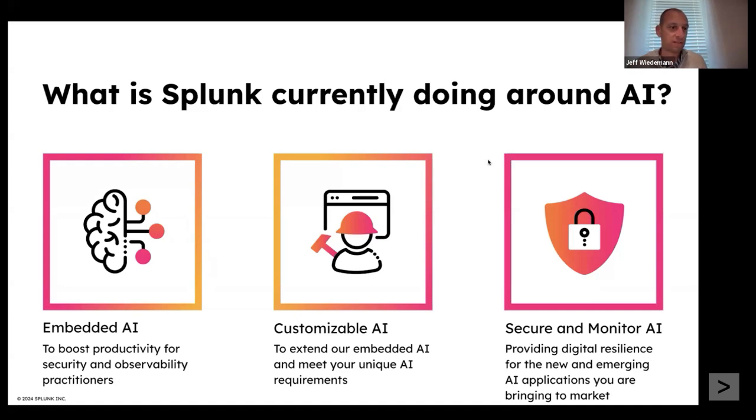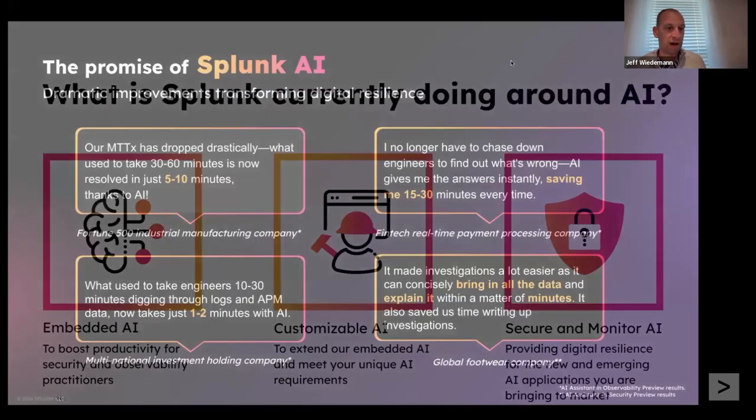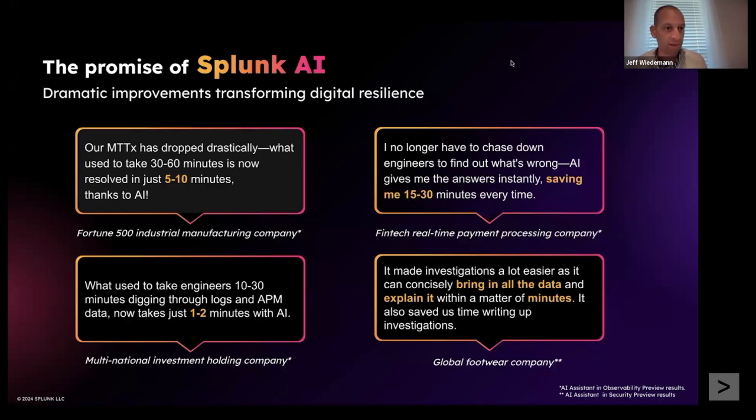Bailey, let's hit the next slide, and I want to zoom in a little bit on the embedded AI first. Like I said before, our goal here, if we're really just to summarize it, is to boost productivity for the outcomes that you get with our products by leveraging the AI that we bake within it. And so here are basically two customer testimonials that we've already gotten. One for our observability assistant, our AI assistant in Observability Cloud, and then the other one for the AI assistant in Enterprise Security.